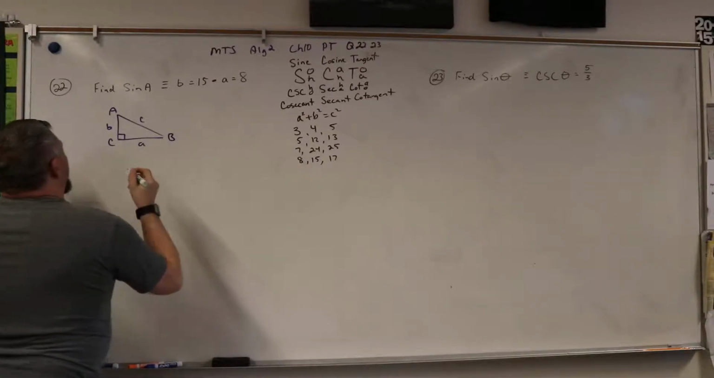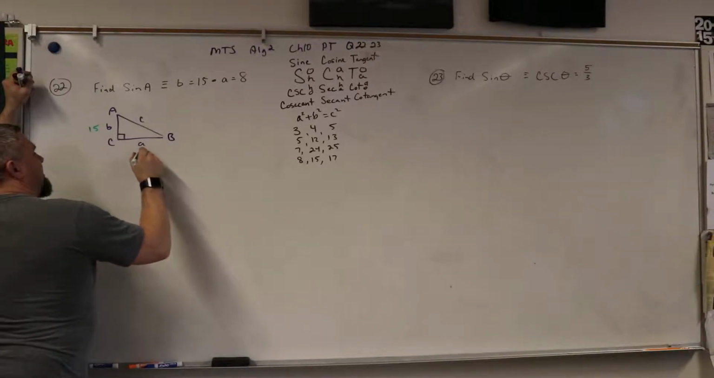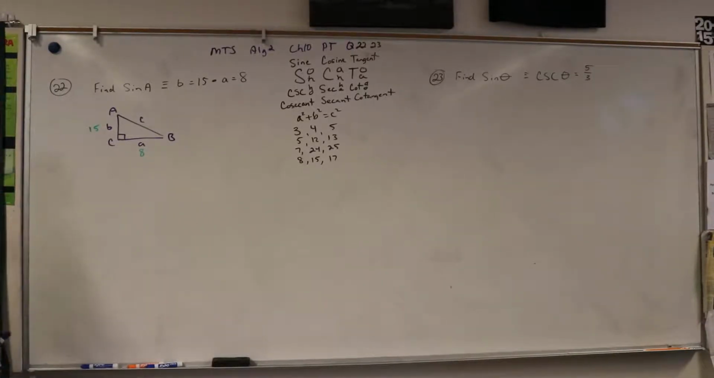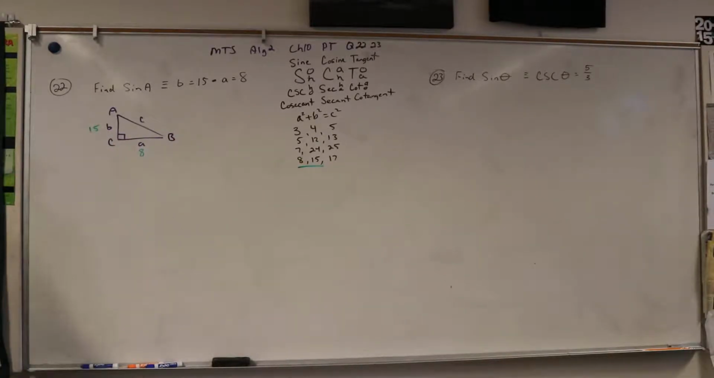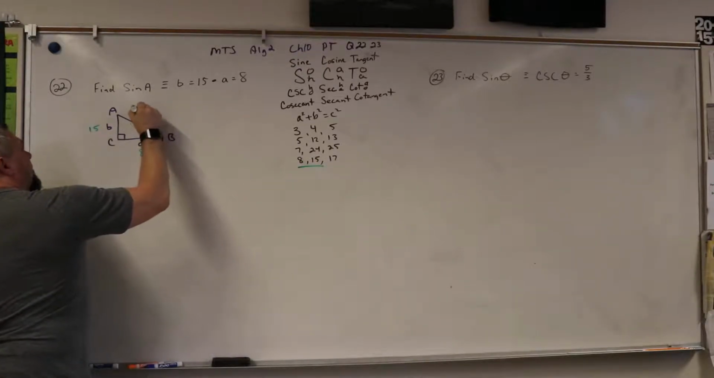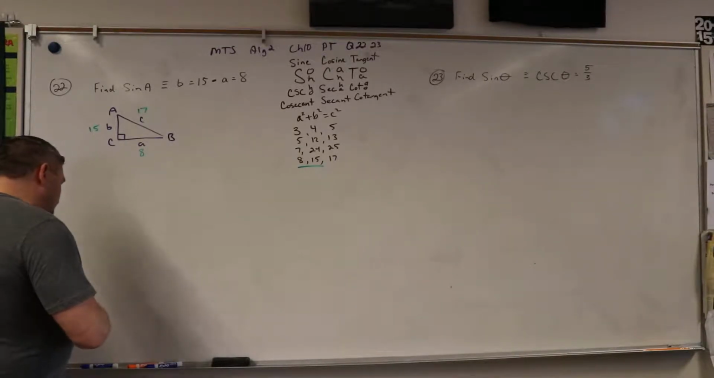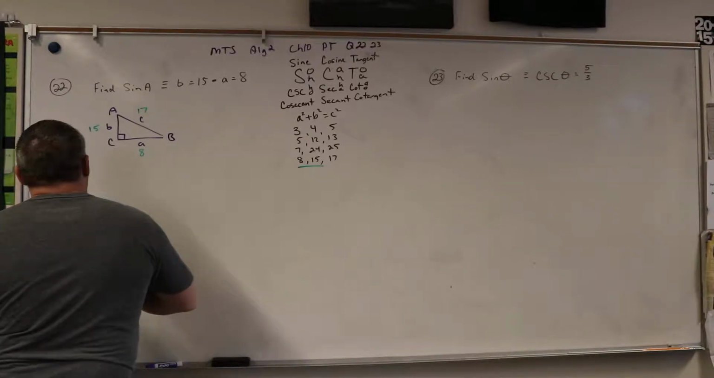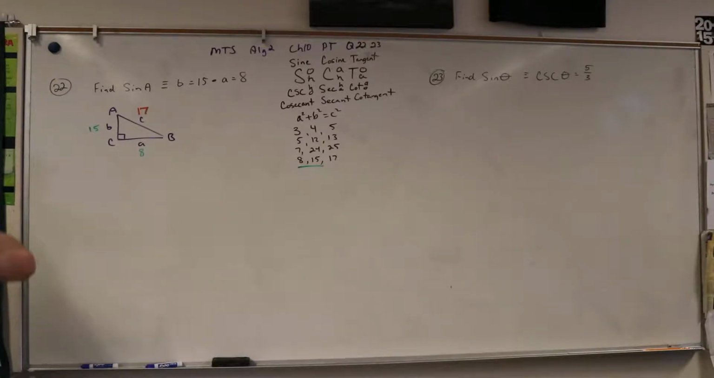Okay, so now I can plug things in. I know that little b is 15, and I know that little a is 8. And I start thinking about, do I have an 8 and 15 on my Pythagorean triples? And I do. 8, 15, 17. So right there, I don't have to do a squared plus b squared equals c squared. This becomes my automatic.